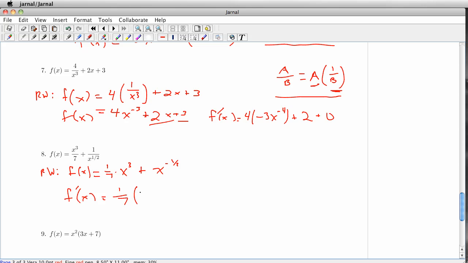So I've had to do a rewrite for both terms here, but now each term does look like just number times power of x, and so I'm now in good shape. I leave the 1/7 alone. The derivative of x cubed is 3x squared, and the derivative of x to the minus 1/2 is negative 1/2 times x to the minus 3/2. The minus 3/2 there, remember I have to subtract 1 from the current power. So the original power here was minus 1/2, so subtracting 1 from it gives me negative 3/2.